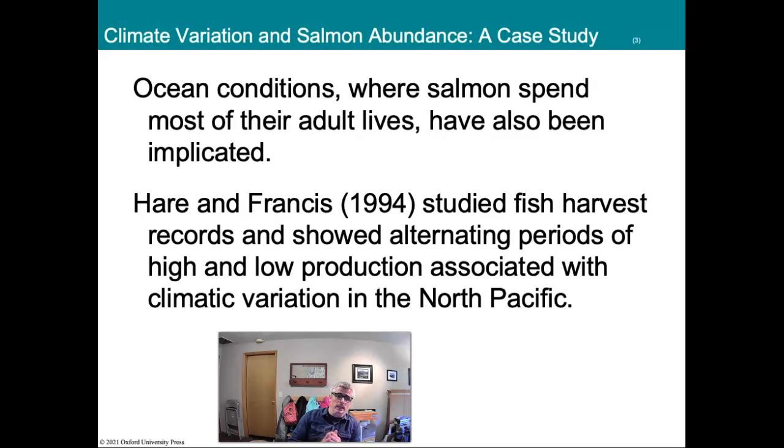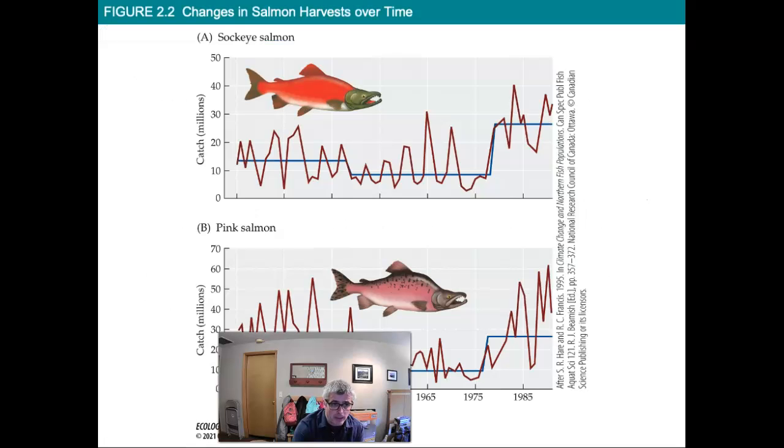And so this work was really kind of broken open by Hare and Francis, 1994. We'll go back and look at one of Hare's 99 papers in the second half of this lecture. But realizing that there's this really important interaction between the Aleutian low, an atmospheric condition, and ocean circulation, and how that relates to the primary productivity of these systems, subsequently zooplankton, and ultimately salmon returns.